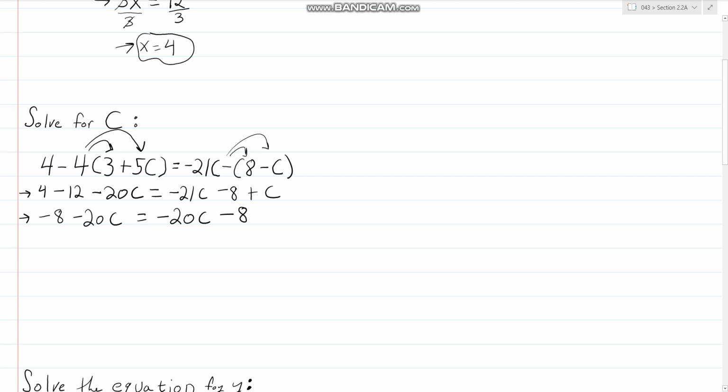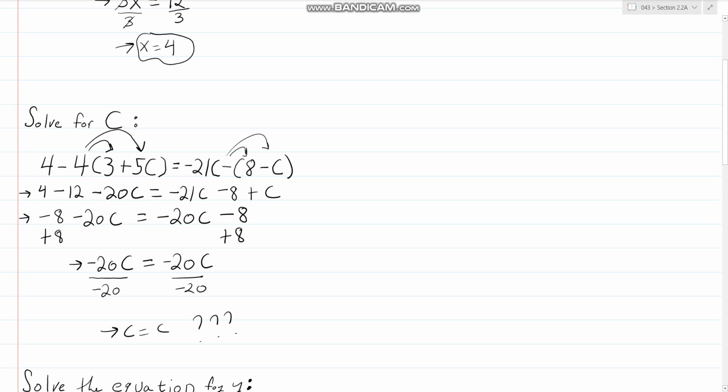So I want to isolate the c, so I'm going to add 8 to both sides. When I do that, the 8 goes away here, and it goes away here. So now I have negative 20c equals negative 20c. Well, that's strange, but let's see what happens. If I divide both sides by negative 20, I'm going to get c equals c. Well, that's very strange, right? So what happened? What is going on?